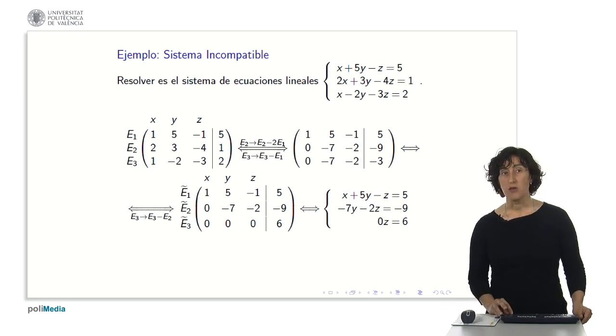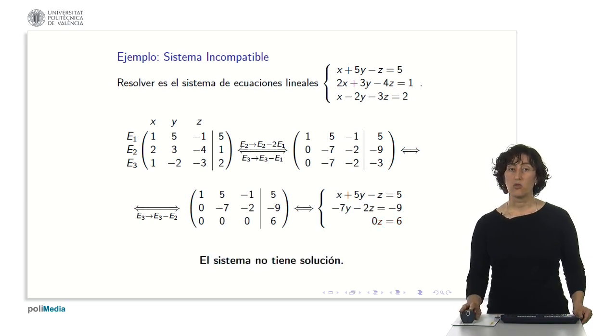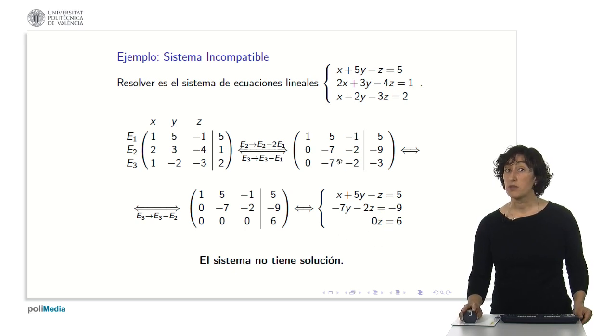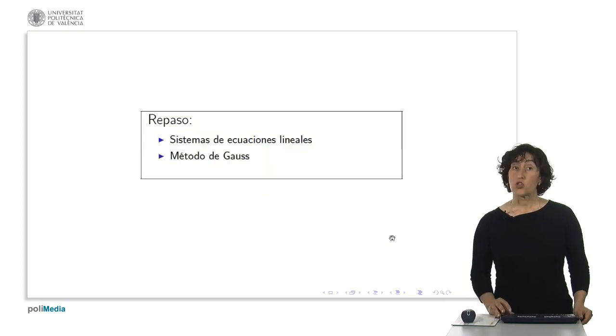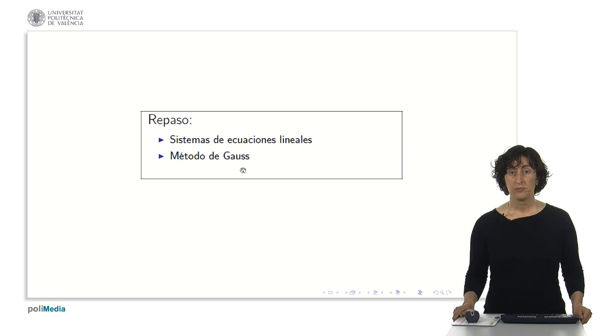That is why we say that the system is an inconsistent system that does not have a solution. It does not have a solution because this is never going to be fulfilled. And since the two systems are equivalent, then this original system does not have a solution either. Well, this is what happens when the system is inconsistent, that an equation comes out that is never going to be fulfilled. Well, with this we have remembered a little what linear equation systems are, and we have seen how they are solved using the Gauss method.